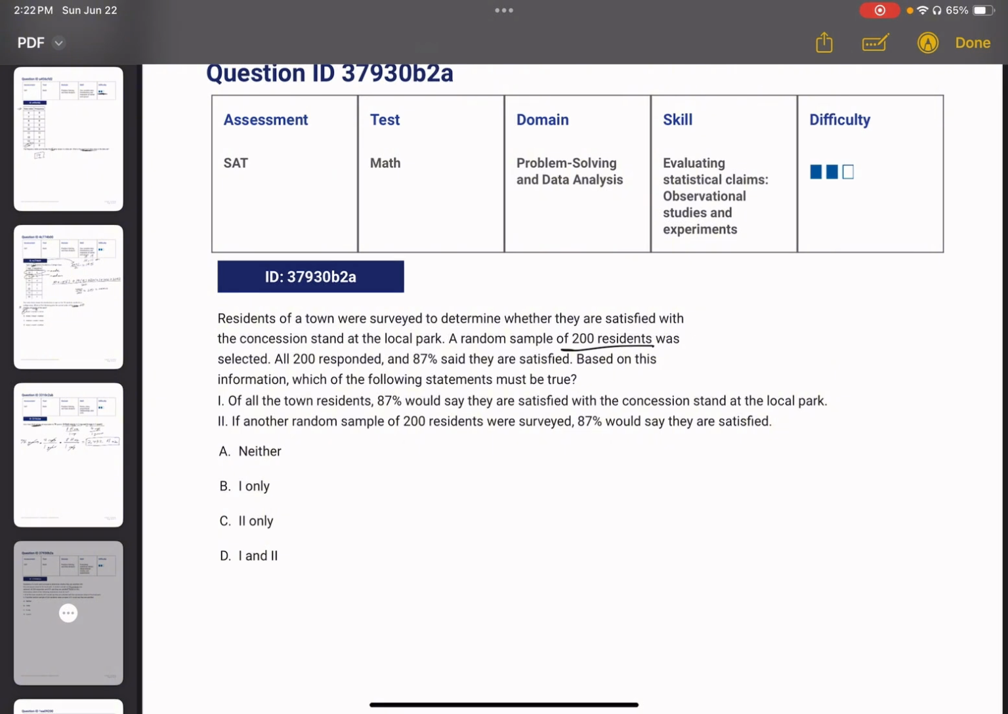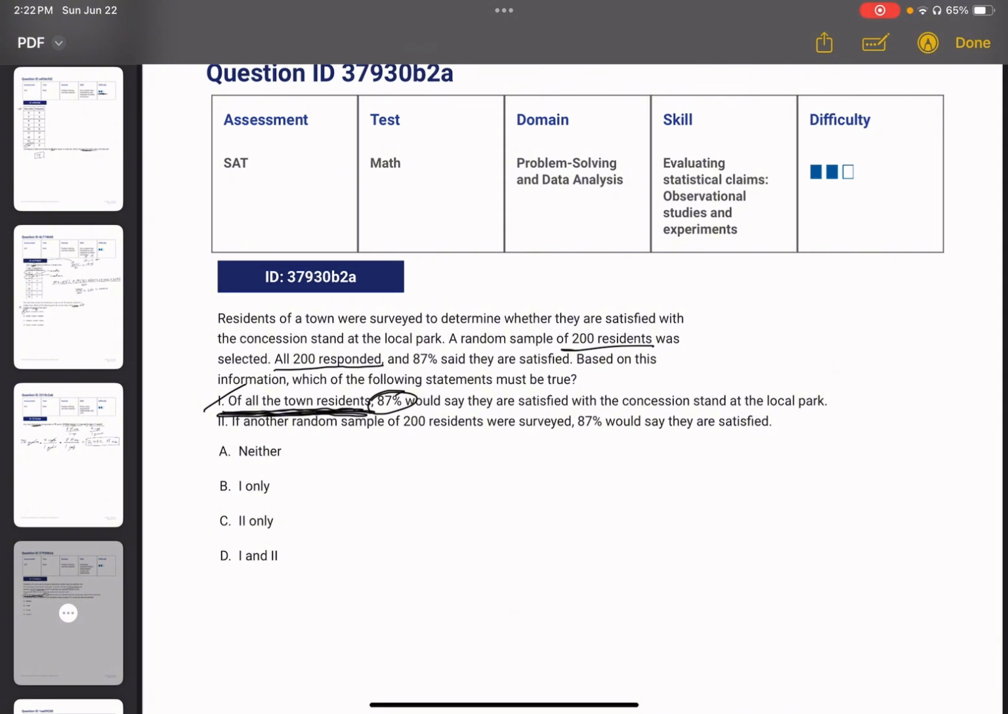For our first option, of all the town residents, 87% would say they are satisfied with the concession stand at the local park. Okay. Of all the town residents. Do we know that exactly 87% would say that, even though we only had a sample of 200? Can we assume that exactly 87% of all the town residents would say they're satisfied based off of a small survey sample? We can't, so that's going to be false.